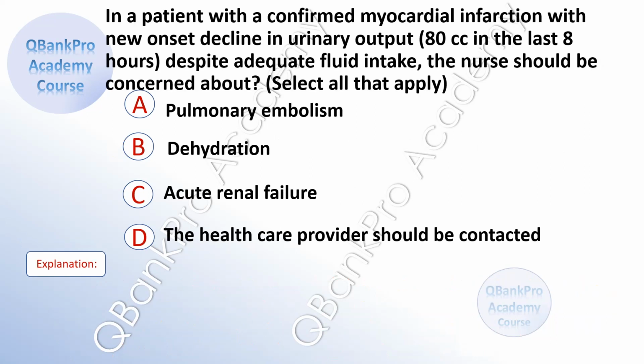In a patient with a confirmed myocardial infarction with new onset decline in urinary output, 80 cc's in the last 8 hours, despite adequate fluid intake, the nurse should be concerned about, select all that apply. A. Pulmonary embolism. B. Dehydration. C. Acute renal failure. D. The healthcare provider should be contacted.